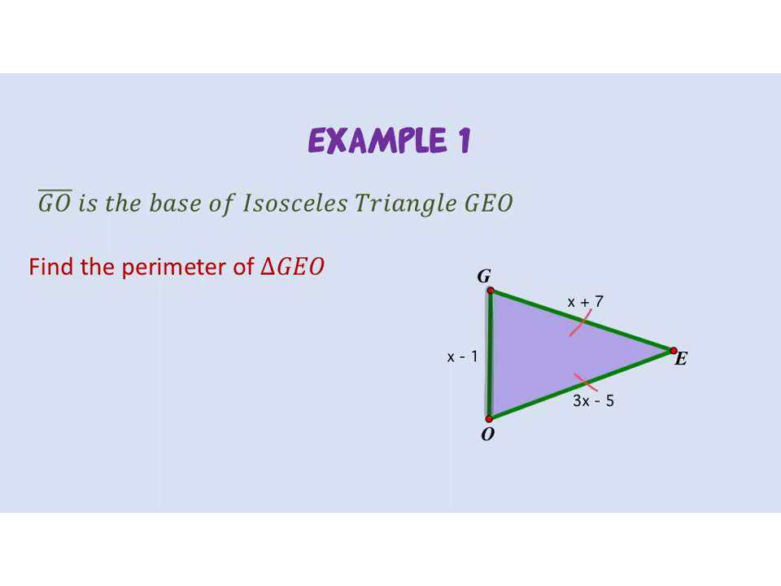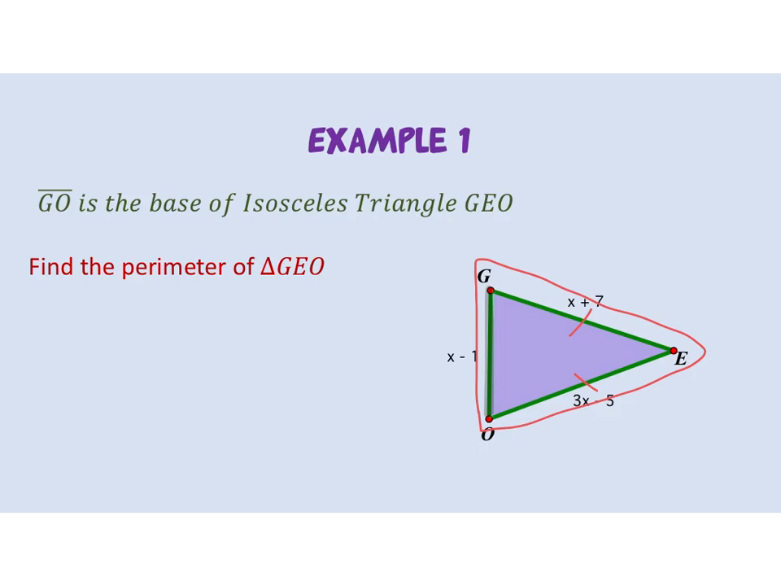To find the perimeter, don't forget what perimeter means. It means you're finding the distance around. If you were to build a fence in the shape of this triangle, you would need to know how many feet or inches or meters of fencing you would need. So in order to find the perimeter, we first have to find x.